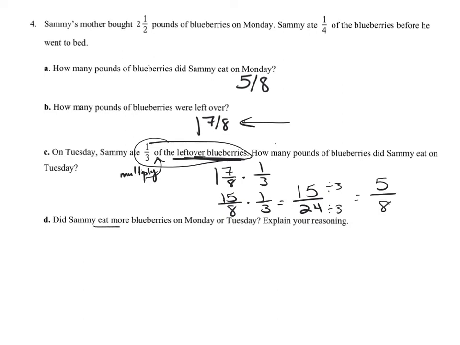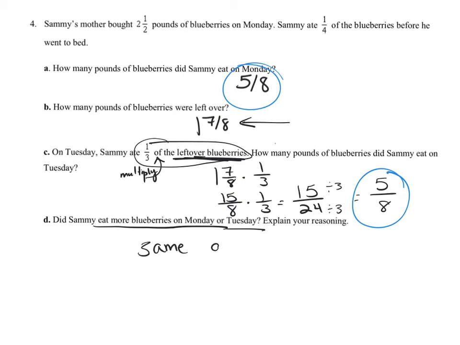Okay, did Sammy eat more blueberries on Monday or Tuesday? Well, if you look, he ate 5/8 here and 5/8 here, so he ate the same amount each night.